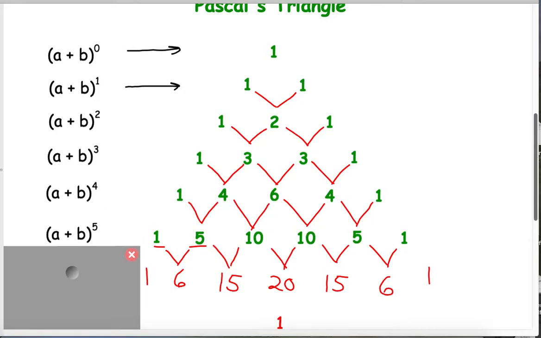different powers. And then this last row would be a plus b to the sixth, and so on and so on. In the next lesson, we'll learn about the binomial theorem, which gives us another way to calculate these coefficients. But for now, we'll just use Pascal's triangle.